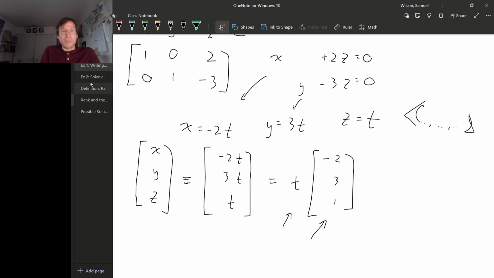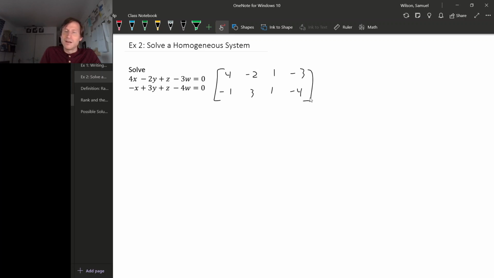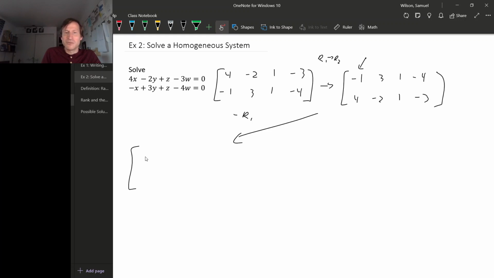All right, let's look at another example. How about this system? Again, it's homogeneous, so we can write down a matrix for it: 4, minus 2, 1, minus 3, minus 1, 3, 1, minus 4, and then start row reducing. Let's switch row 1 and row 2, one step at a time: minus 1, 3, 1, minus 4, and then 4, minus 2, 1, minus 3. Then we'll take the negative of row 1 to make this leading minus 1 a plus 1: 1, minus 3, minus 1, 4, 4, minus 2, 1, minus 3.